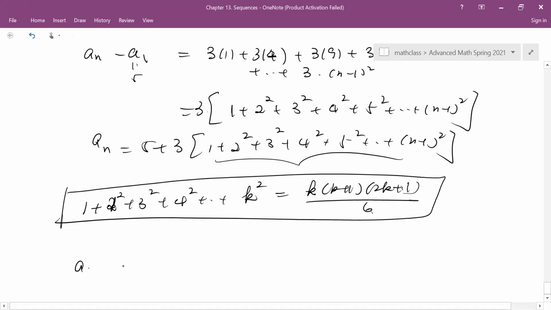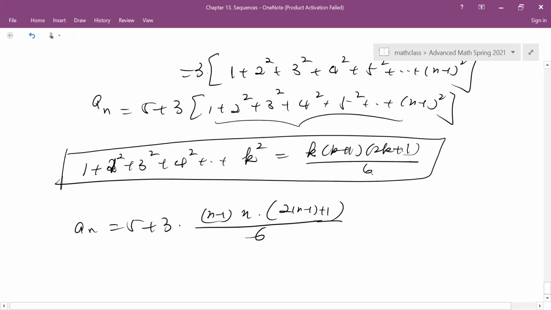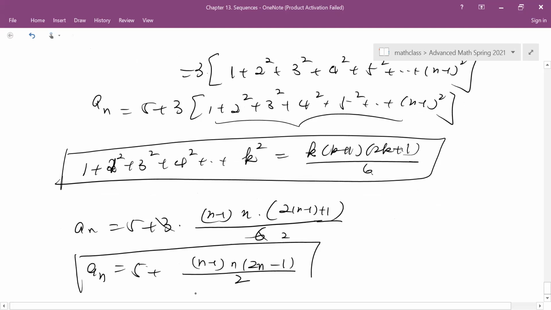So that's a_n equals 5 plus 3, and that'll be over 6. k is n minus 1. So this is n minus 1 times n times (2(n minus 1) plus 1), okay? And that's it. You simplify a little bit, then you get the answer. Yes, divide by 2, 5 plus 2n minus 2, 3n minus 1. Okay. So you will get a formula for the nth term.